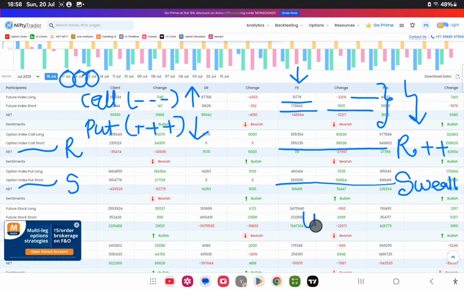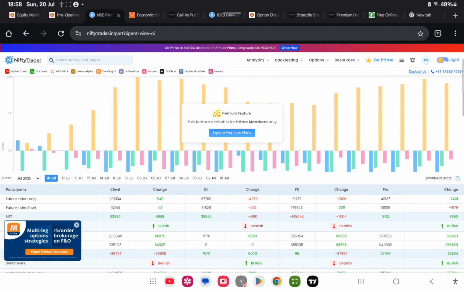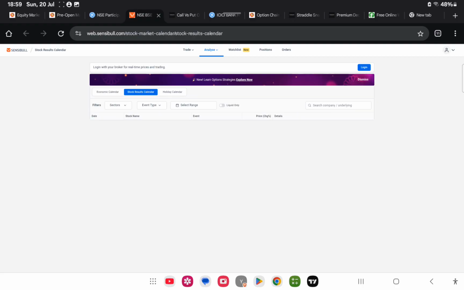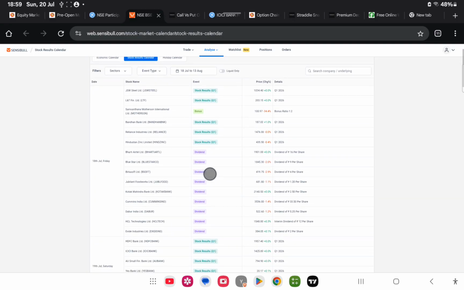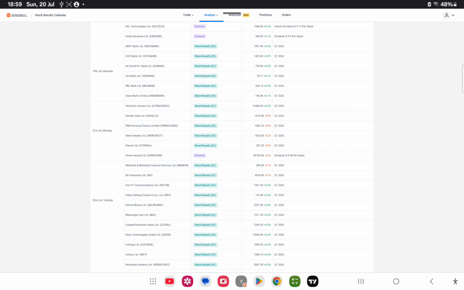Okay, also the US news, time to time you have to check it, because the US is directly proportional to India, because our businesses are very much connected with the US, so we have to be very particular with them. Now we are going to check for Sensibull. So see, all the news is related to the US, and I'll skip it for Monday. Okay, so these are the upcoming news.